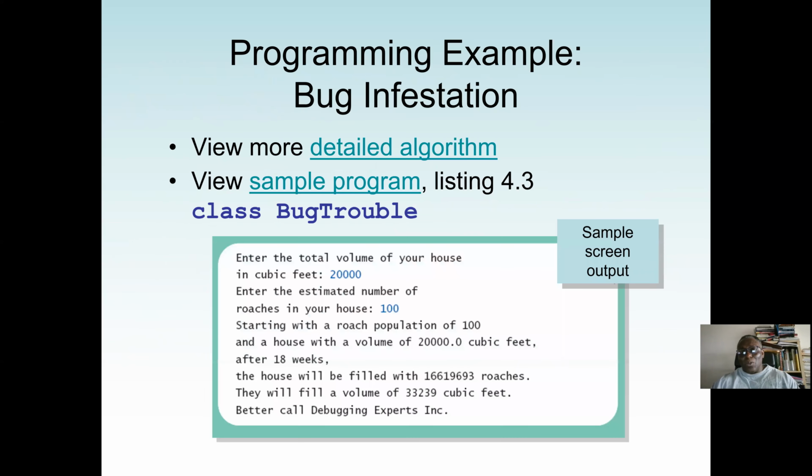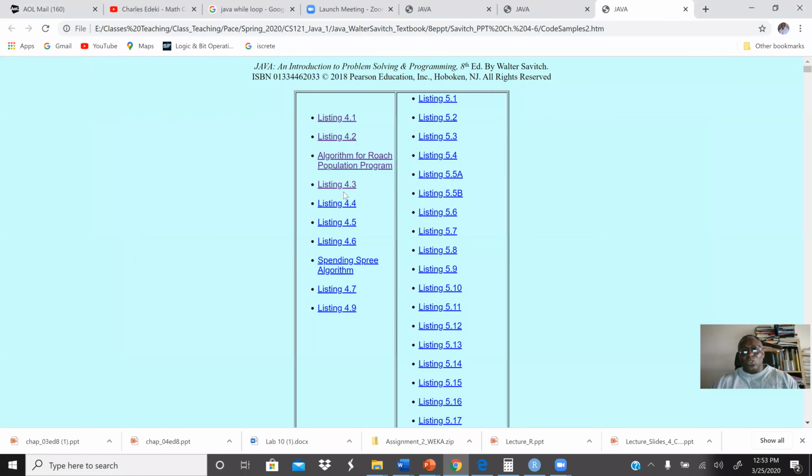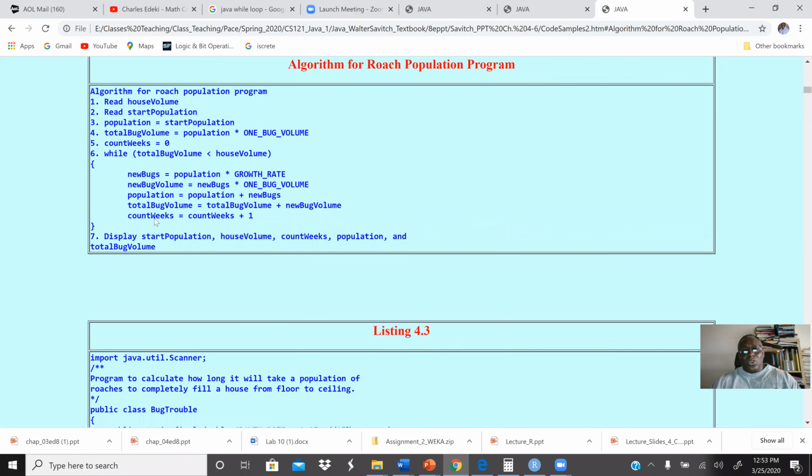So these are the variables we are going to use. Let's see the algorithm, and later we are also going to see the program. So this is the algorithm again. The first thing I'm going to do here is get the input of the house volume, then get the starting population, the initial population of the roaches. Then we assign the initial population as our population now.